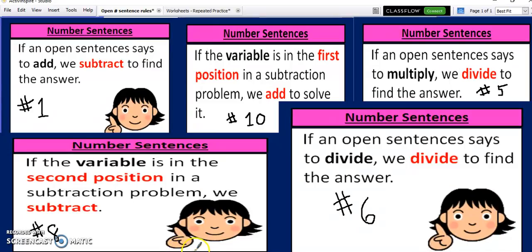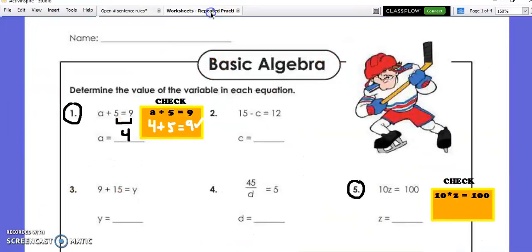We can also take a look at 2 subtraction number sentences. The first is number 10. If the variable is in the first position of a subtraction problem, then we do the opposite again. In this case, we're going to add. So let's take a look at number 10 together.